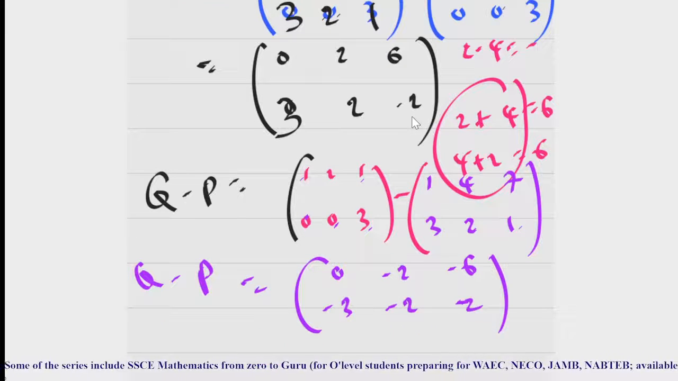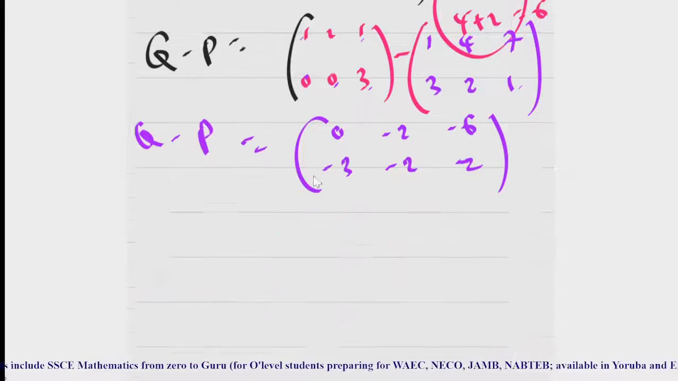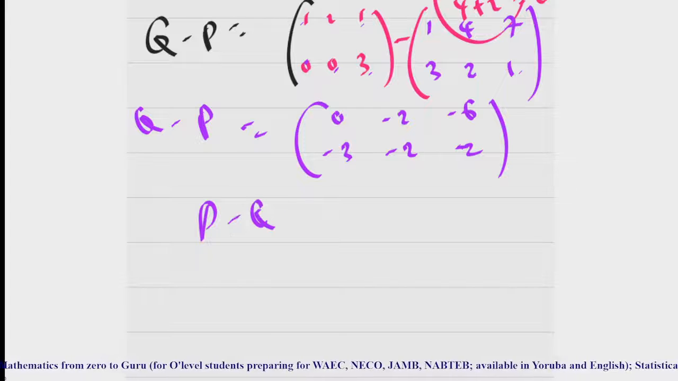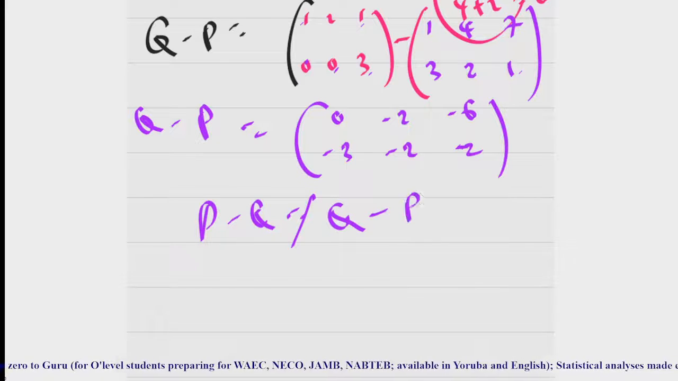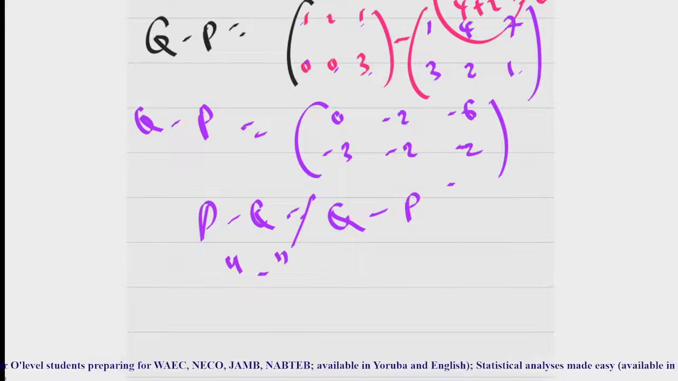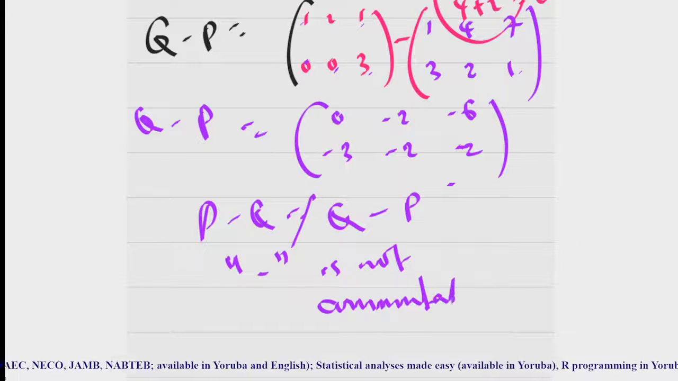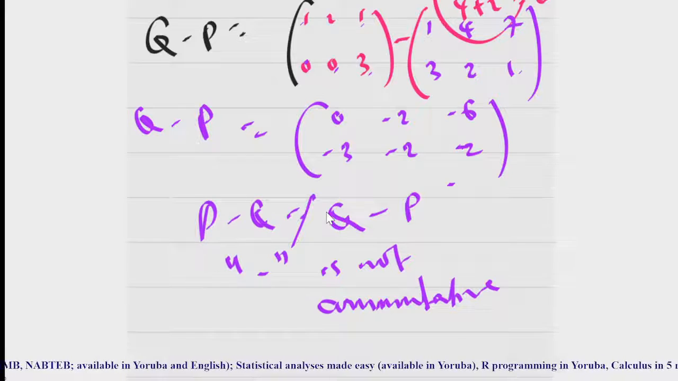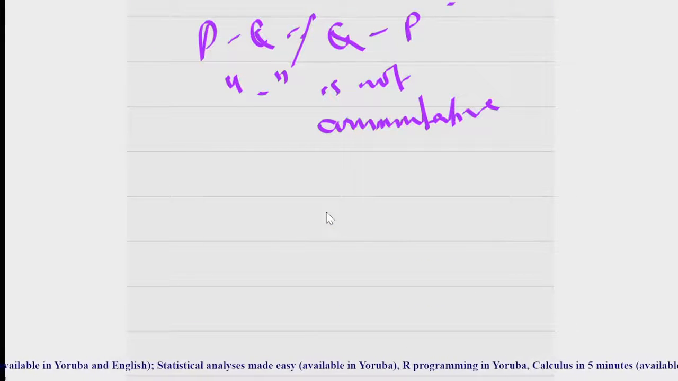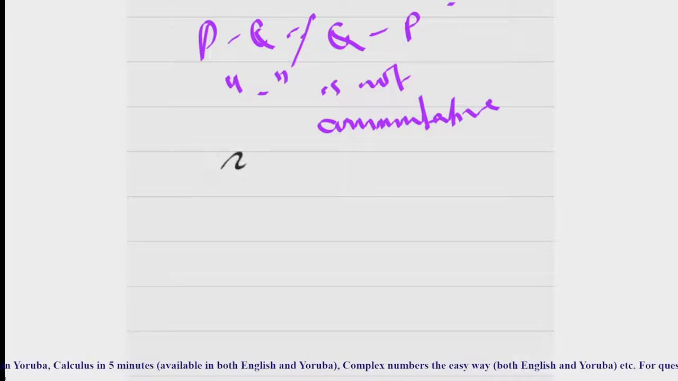Are they the same? They are not the same. So you can see that P minus Q is not equal to Q minus P, then you can say that your subtraction is not commutative under matrix. So subtraction of matrices is not commutative. That is, they do not follow a commutativity rule. So in essence, you have to note some of these properties. You have to note it very well.